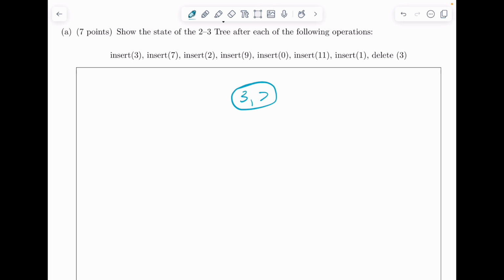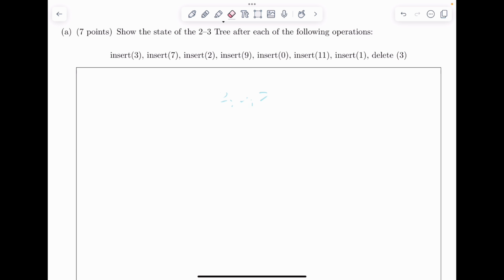That works. Now I need to insert 2. Unfortunately, this can't work where we just put the 2 on the left there and call it a day. Nodes can only have a maximum of 2 keys in it. So we can't just put the 2 there. What we need to do is, if we imagine there were actually 3 keys in there, pull the 3 up into a new root, and now both 2 and 7 are its children.